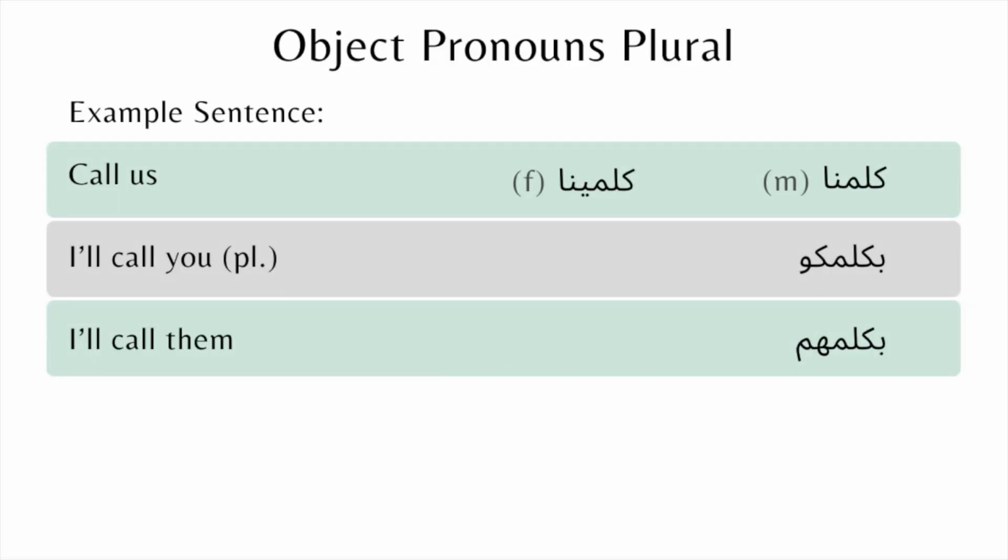To say call us, if the person who is calling is male, you would say كلمنا. If the person who is calling is female, you would say كلمينا. To say I'll call you to a plural audience, you would say بكلمكو. To say I'll call them, you would say بكلمهم.